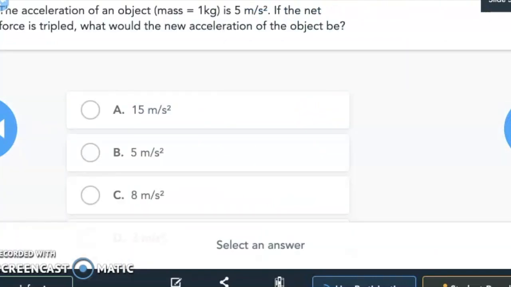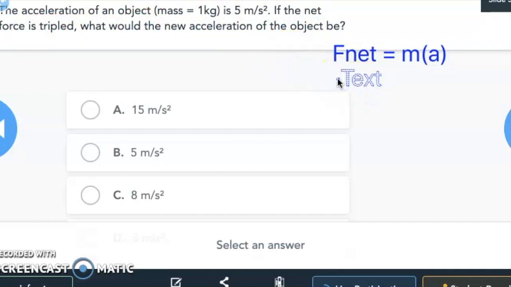All right, our next question dealt with the relationship between net force and acceleration using Newton's second law. Newton's second law, remember, is the net force is equal to mass times acceleration. If we look here, we have the acceleration of an object with a mass of 1 kilogram is 5 meters per second squared. If the net force is tripled, then what would the new acceleration become?